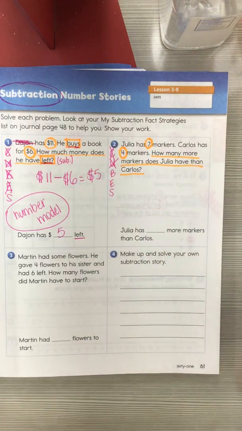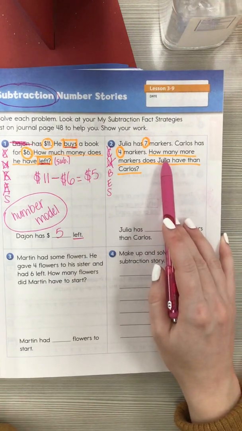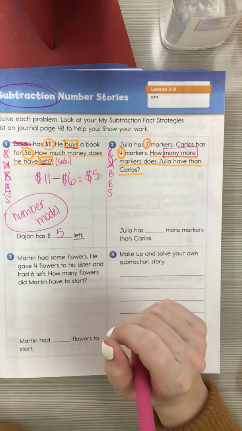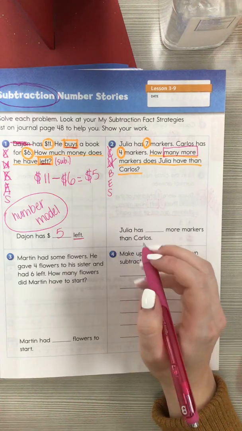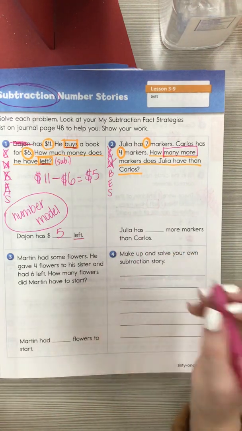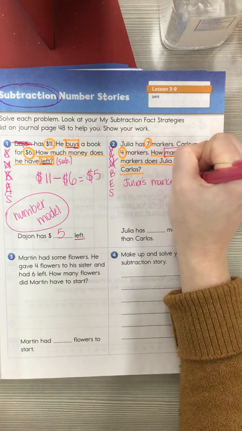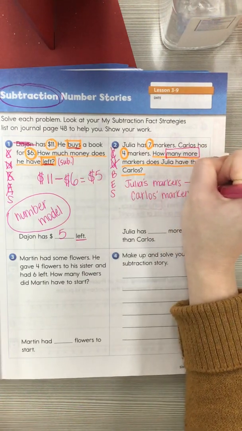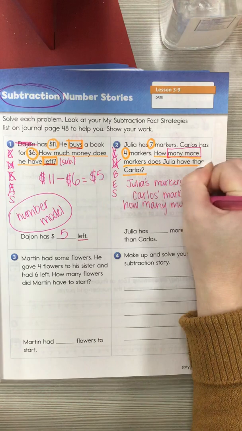Now, this one's tricky. B, box the key action math words. Box the key words that tell us what to do. We need to know, how do we know we're subtracting? This one is a little bit more difficult than the last one. How many more markers tells us that we're subtracting? Because we're going to take how many Julia has and we're going to subtract how many Carlos has to see how many more, okay? You do not have to write this. This is just for you to see. Julia's markers minus Carlos's markers equals how many more she has.